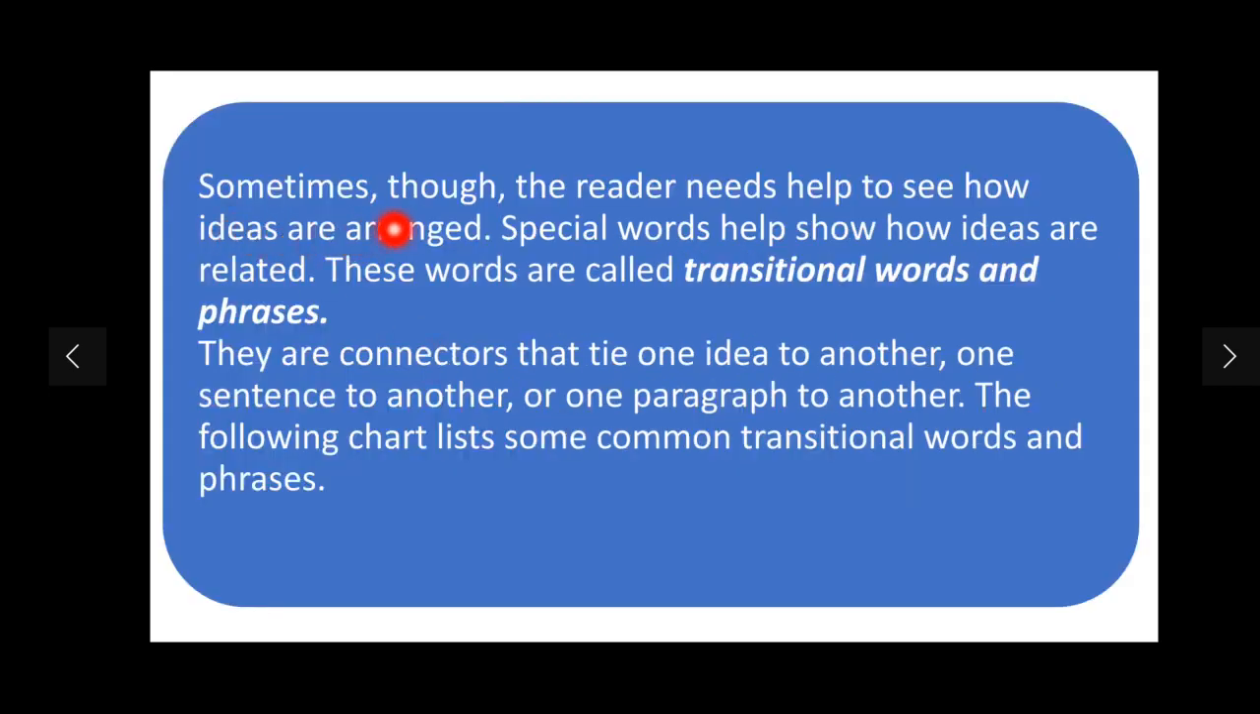Now, sometimes, though, readers need help to see how ideas are arranged. Spatial order helps show how ideas are related. So these words are called transitional words and phrases. They are connectors. They tie one idea to another, one sentence to another, or one paragraph to another. The following chart lists some common transitional words and phrases.